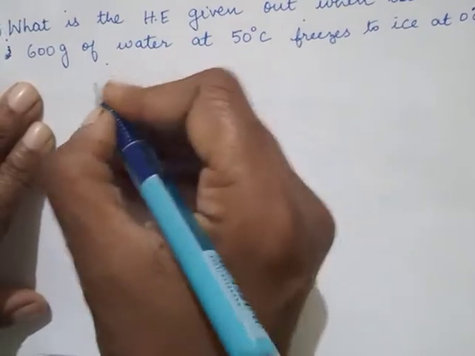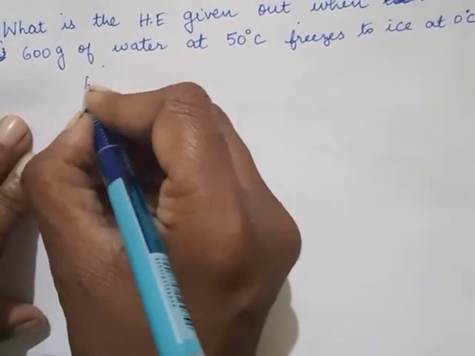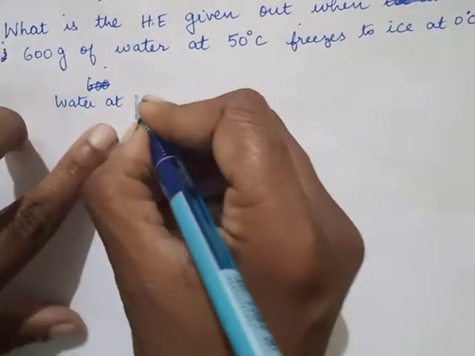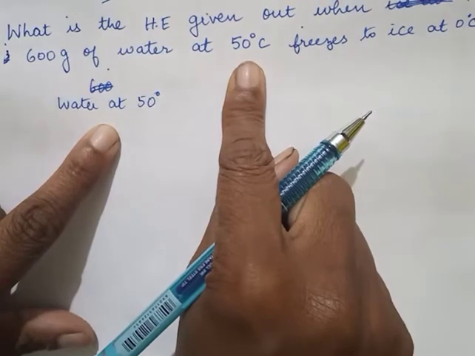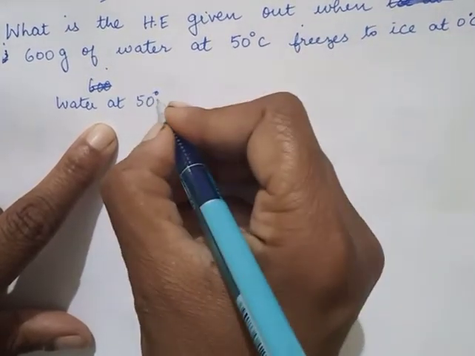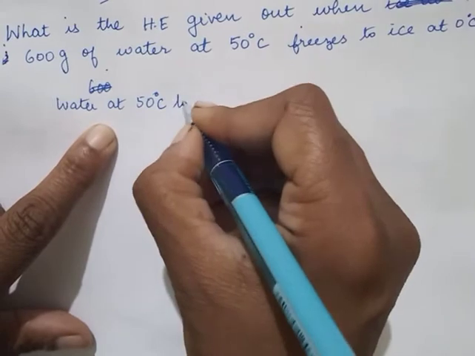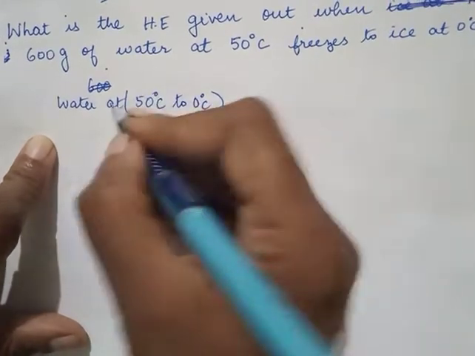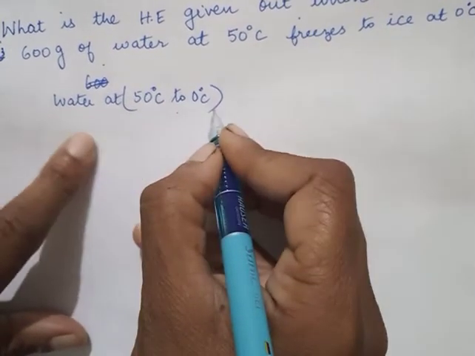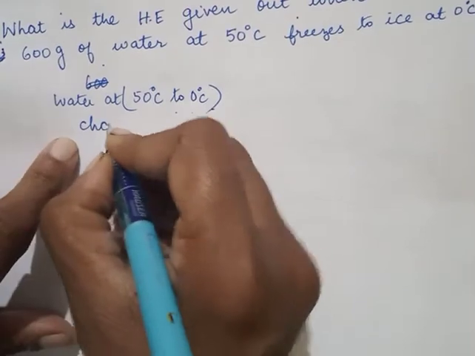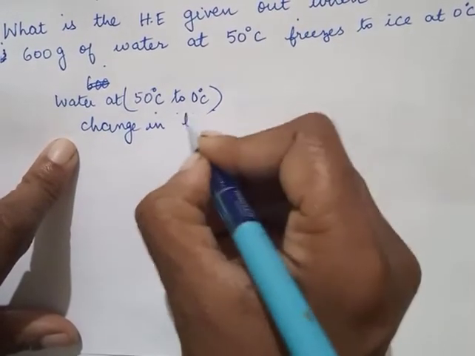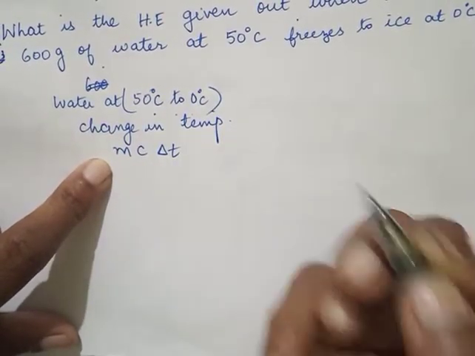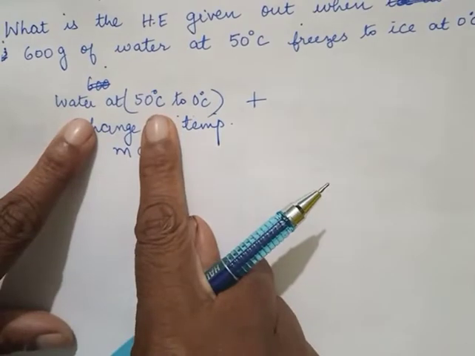Okay. What are the changes that have to happen? First, 600 gram of water at 50 degrees Celsius. Now, can water at 50 immediately freeze to ice? No. First, what should happen? Water at 50 degrees Celsius should come to 0 degrees Celsius. Okay. Water at 50 should change to 0 degree Celsius, for which change in temperature is happening here, and you will use the formula mc del T plus, can you understand, children?